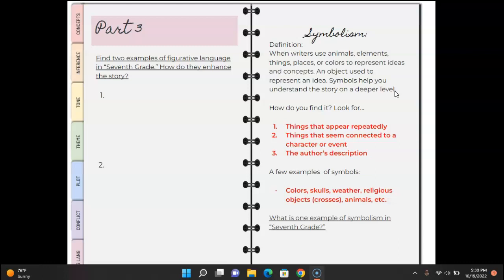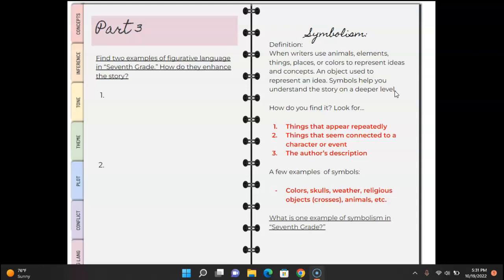So how do you find symbols? Well, you look for things that appear repeatedly. Eventually you guys will read the story The Great Gatsby in high school, and the story is constantly mentioning some sort of green light, so that is a good indicator for you as an excellent reader that this may be a symbol. Another way that we find symbols is by looking for things that seem connected to a character or event. So if you notice that a character always has on the same pair of shoes when bad things happen to them, then that pair of shoes may be an excellent symbol.